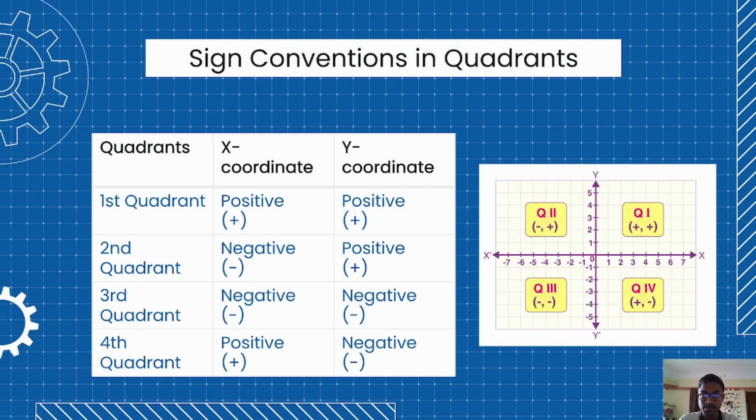These are the sign conventions in quadrants which you can see. For the first quadrant, we have the positive x coordinate with the positive y coordinate. With the second quadrant, we have the negative x coordinate with the positive y coordinate. In the third quadrant, we have the negative x coordinate with the negative y coordinate. In the fourth quadrant, we have the positive x coordinate with the negative y coordinate. We have an image beside it, in which you can see the first quadrant has plus plus, the second quadrant minus plus, and so on.